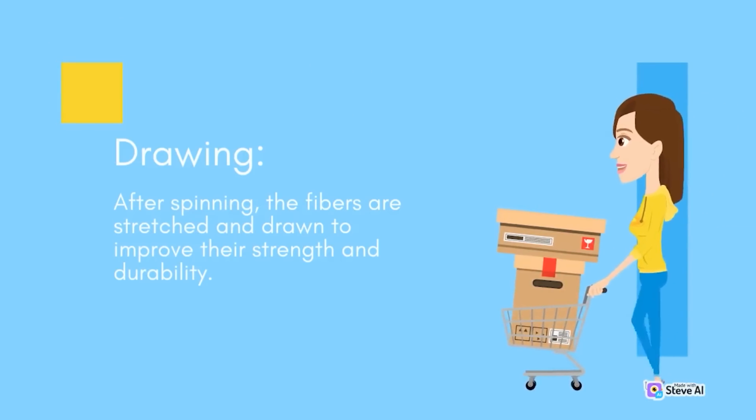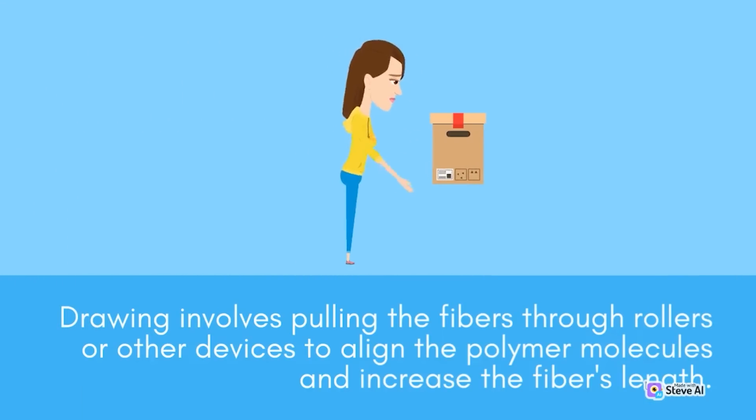Drawing. After spinning, the fibers are stretched and drawn to improve their strength and durability. Drawing involves pulling the fibers through rollers or other devices to align the polymer molecules and increase the fiber's length.